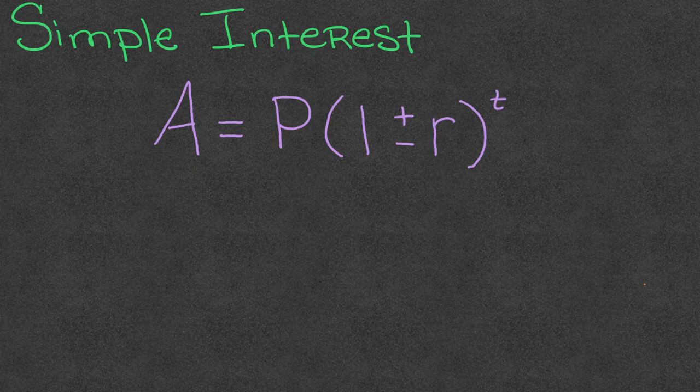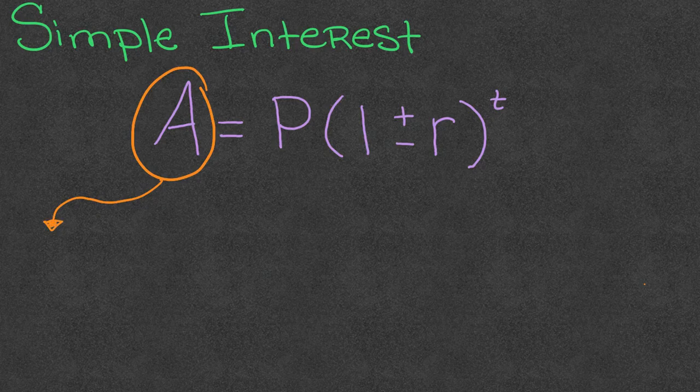Here you can see the equation A equals P times 1 plus or minus R to the T power. Let's talk about what each one of these letters mean so you have a little bit better understanding of how to use everything and what to look for. So let's start with A. Here we go. Here's A.